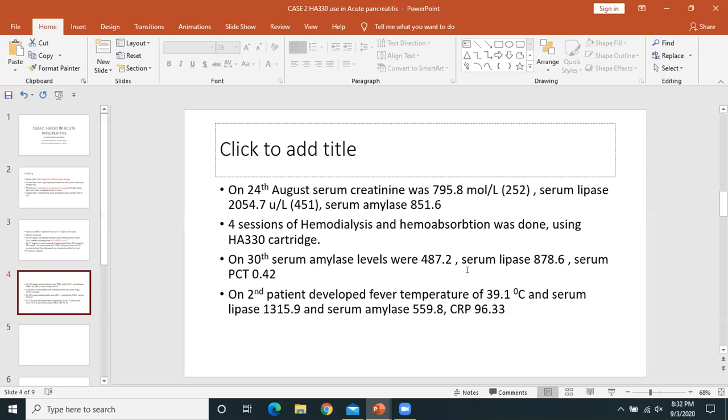The white cell count started going up again to 1,315.9, and the CRP is going up too. The CRP on the 1st was 54. The CRP went up yesterday to 96.3.